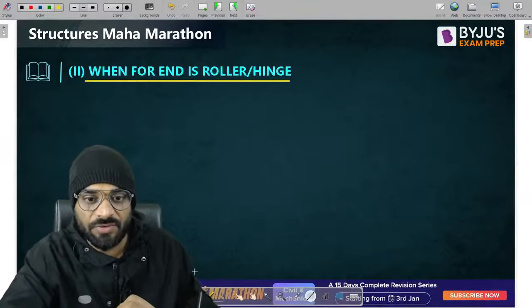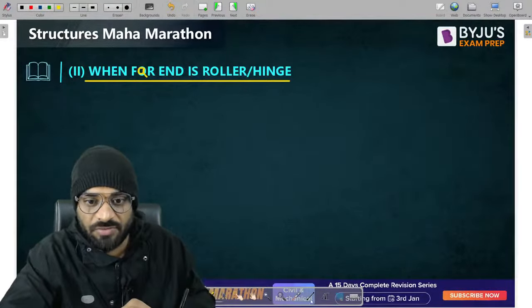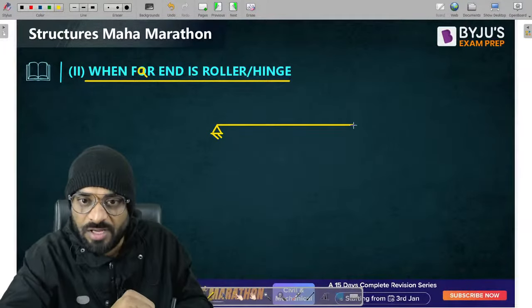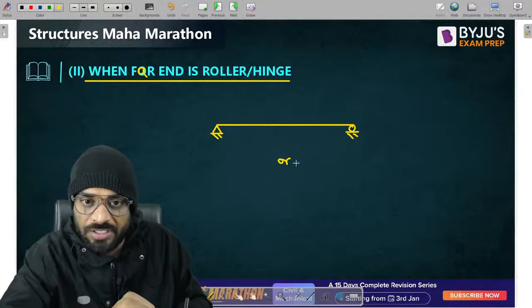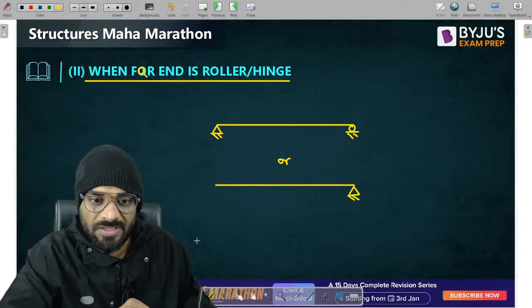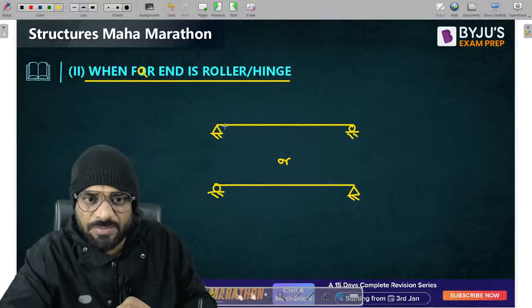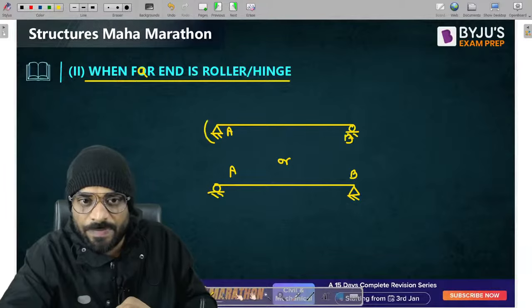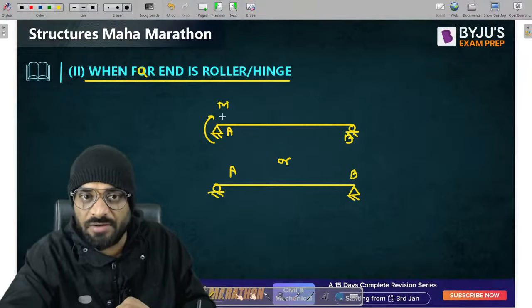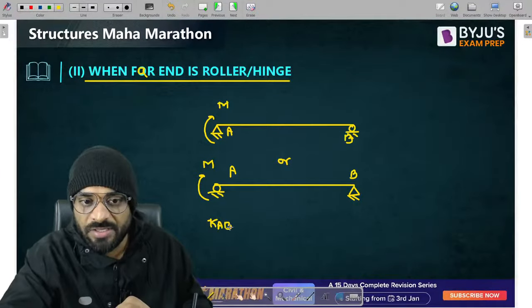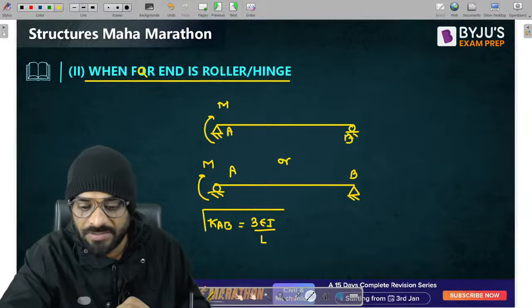Now guys, let us consider when the far end is roller or hinge. Let us suppose this is our hinge and the far end is roller, or we can consider the opposite situation. This one is hinge and this one is roller. One and the same case, right? Let us suppose this end is A, this end is B. This is our moment M which we have applied. Then what is the stiffness from A to B? It is equal to 3 EI by L.